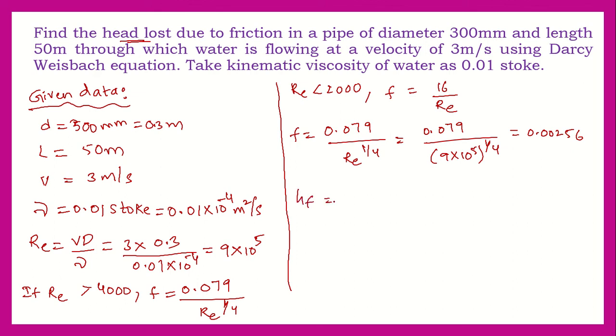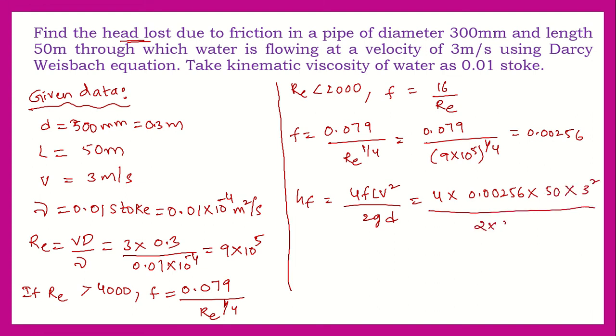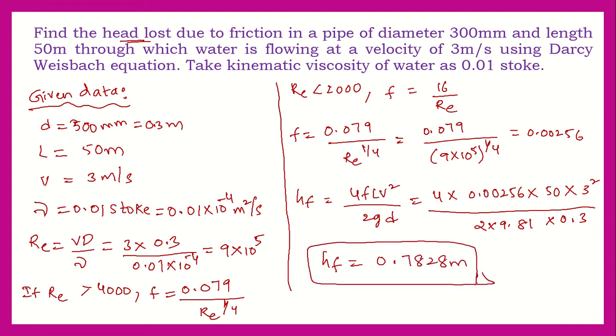Now let's calculate hf, which is given by the formula 4FLV² by 2gD, which is equal to 4 into 0.00256 into L, which is 50, into V square, 3 square, by 2 into 9.81 into 0.3. So finally our hf came out to be 0.7828 meters. So this is one basic model of problems we can solve by applying the Darcy equation, just by first calculating the F value. Once you know F, you can apply hf.